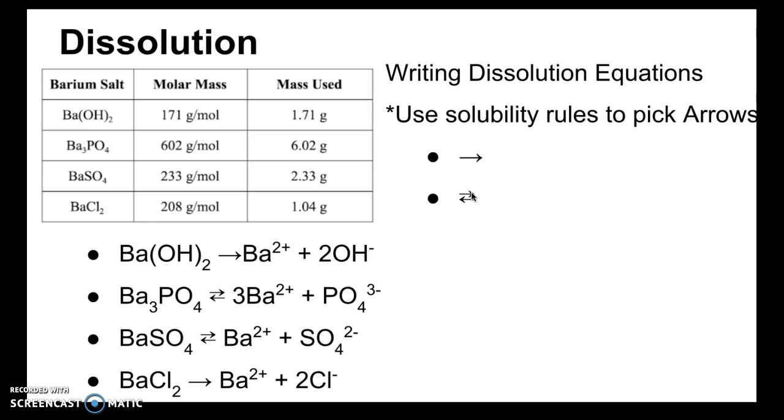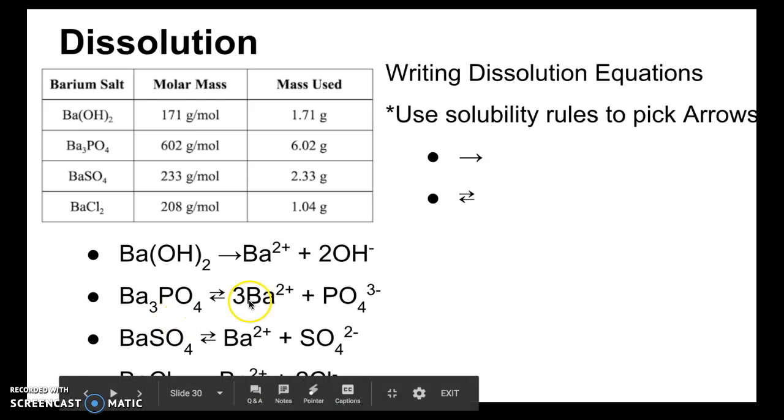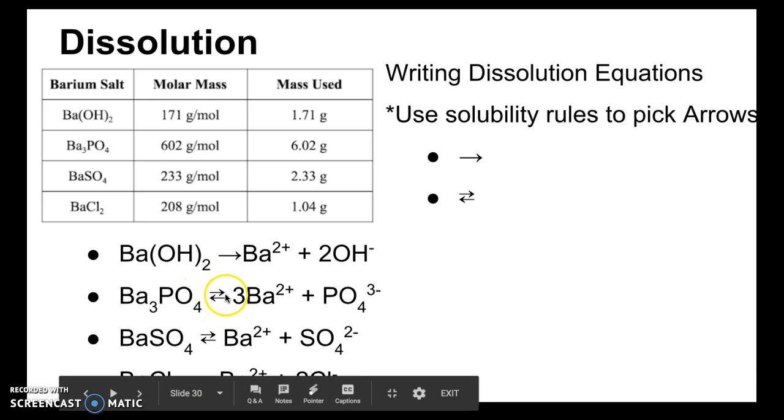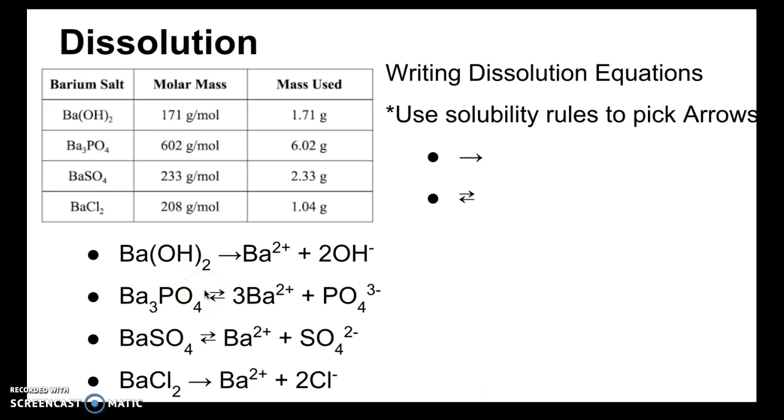Okay, so now the question is which one's going to give me the most barium ions? At first you may think, oh, it's got to be barium phosphate because there are 3 of them. So for 1 barium phosphate, it breaks apart into 3. But remember, barium phosphate is an insoluble salt. So you see that double arrow there? What does that mean actually? It means that not all of it breaks apart into ions.